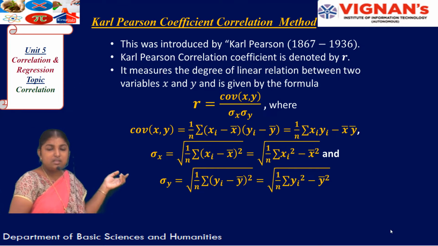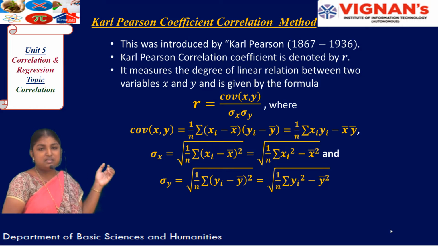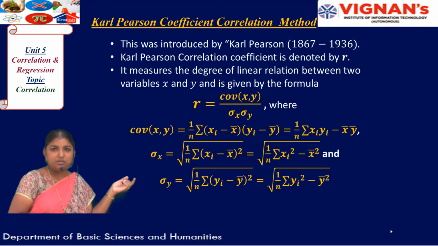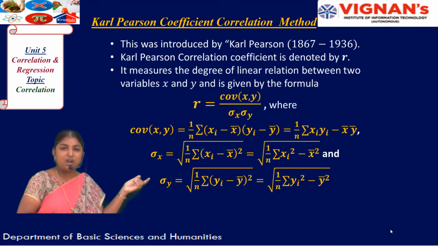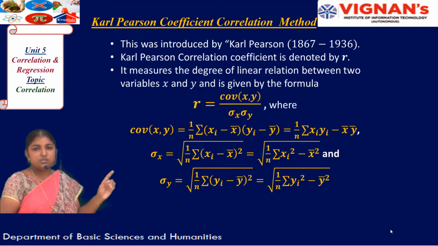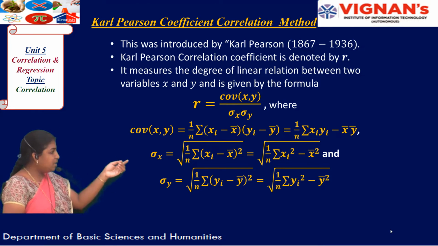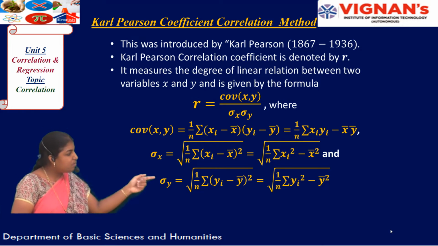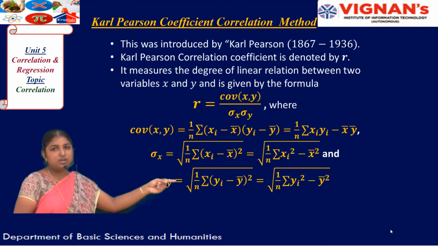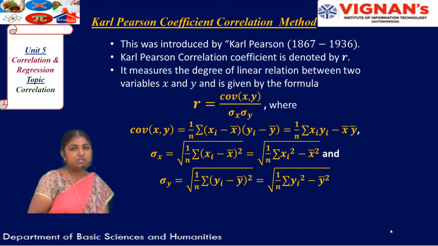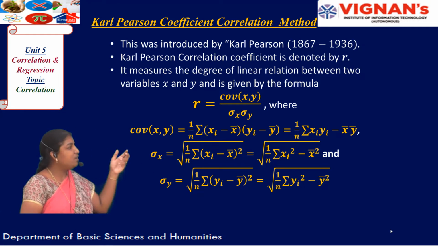Next, sigma X is the standard deviation of X. This can be written as root over 1 by n into summation Xi square minus X bar square, or also as root over 1 by n into summation (Xi minus X bar) whole square. You can use any one of the formulas. In the same way, we write sigma Y as root over 1 by n into summation Yi square minus Y bar square, or root over 1 by n into summation (Yi minus Y bar) whole square. Using these values we are finding R.